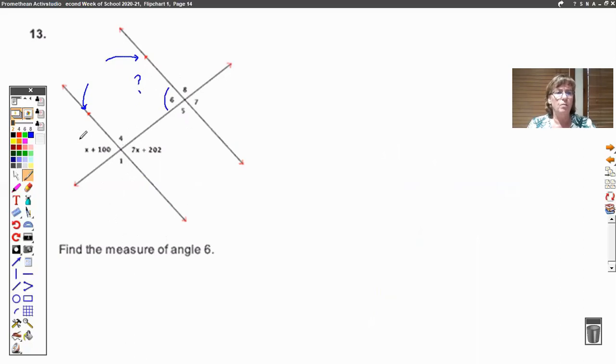So we're going to start with what we know. Well, I know that this angle and this angle are the same. And I know that these are alternate interior angles. And so this is the same as well. So when I solve for one of these, it's going to be the same as angle 6. So I just go ahead and make these equal to each other. So I get x plus 100 is equal to 7x plus 202.